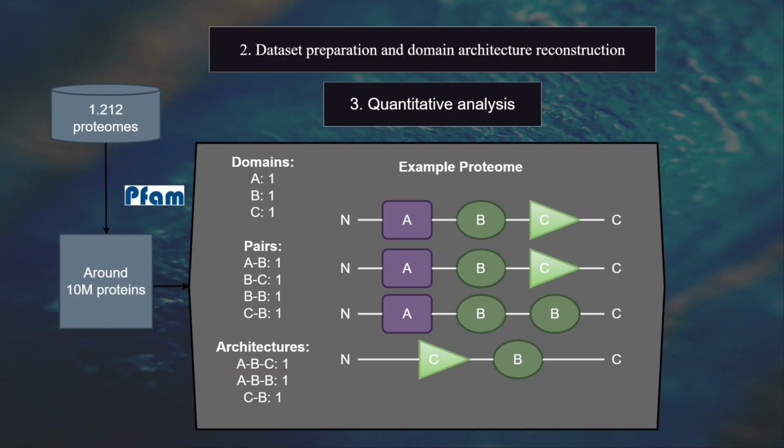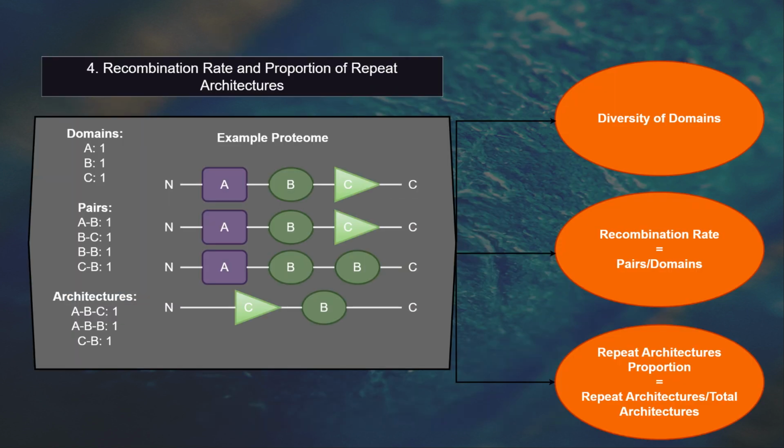Using the PfamScan script from the Pfam database, we identified domains and clans within each proteome. We then reconstructed domain architecture for each protein based on the presence of significant domains. Quantitative analysis involved measuring the number of domains and domain pairs to assess domain diversity and combination, as well as the full architectures. Consideration of domains as repeat was based on Pfam annotation. The recombination rate was calculated as the number of domain pairs divided by the number of domains. Additionally, the proportion of repeat architecture was calculated as the proportion of the total architecture that contains at least one domain annotated as repeat.